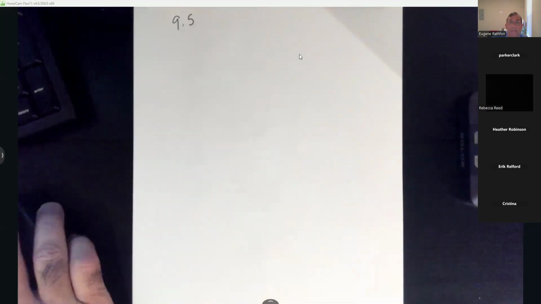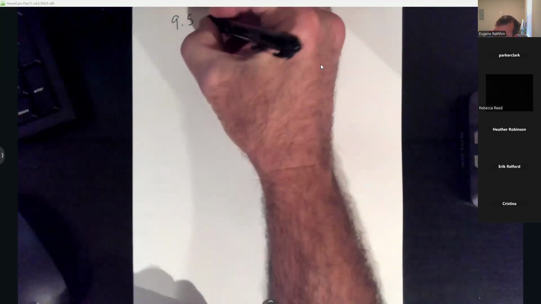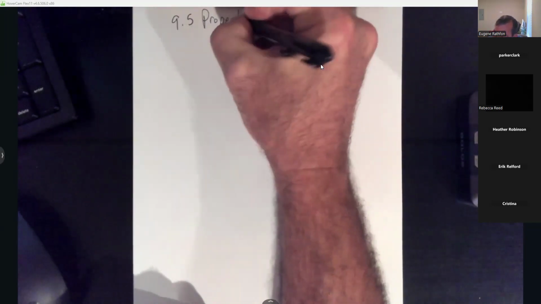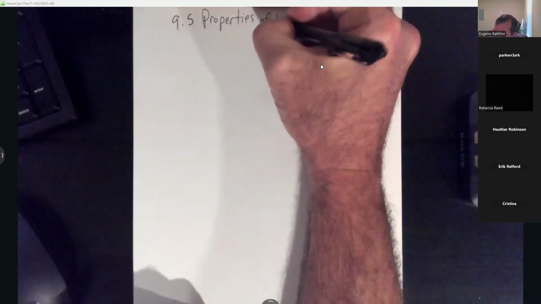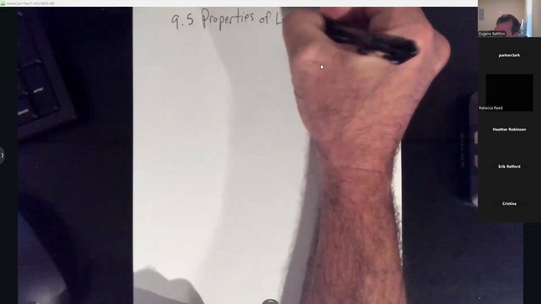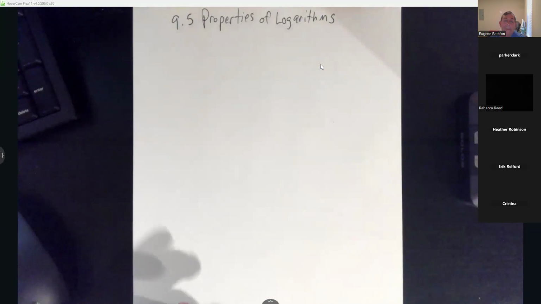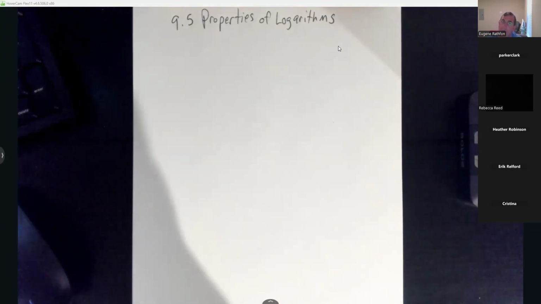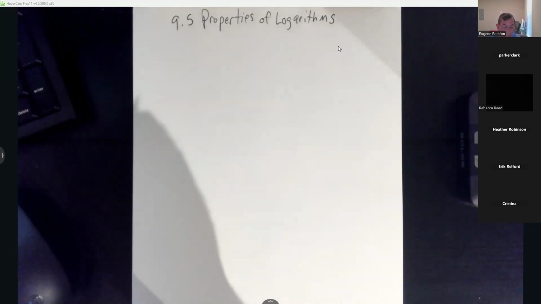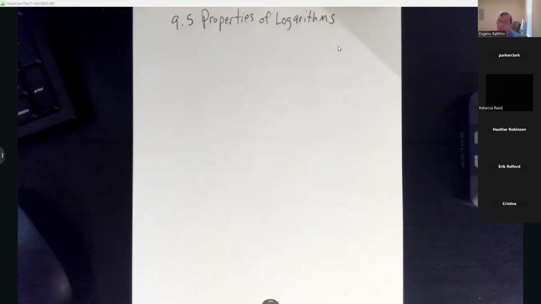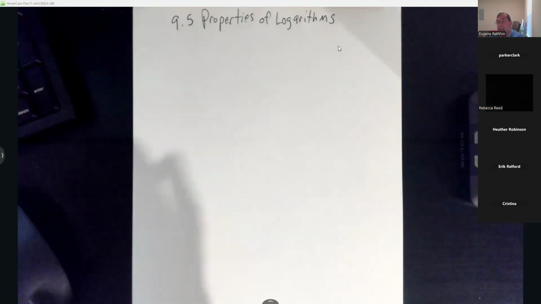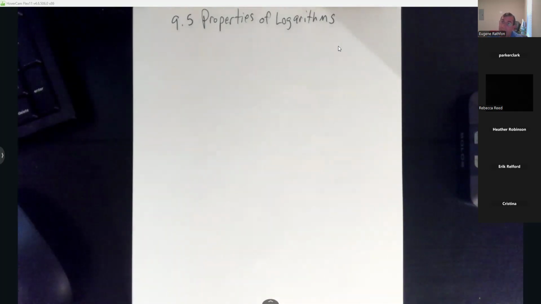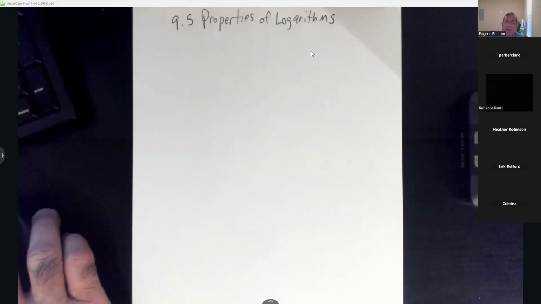Like I said, 9.5 is properties of logarithms. And so these properties will be used when we start solving these equations on Thursday night, okay? Now, these properties of logarithms are similar to the properties of the exponents. And if you remember, a logarithm basically is an exponent, so that's why they sort of mirror each other a little bit, okay?